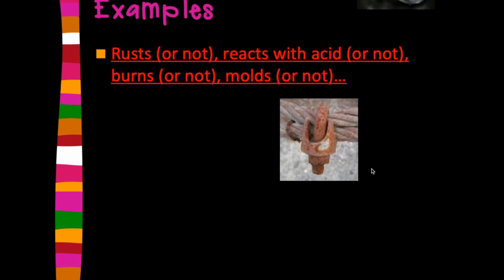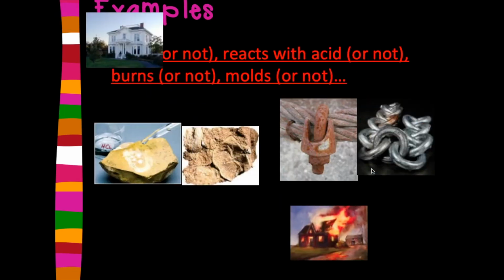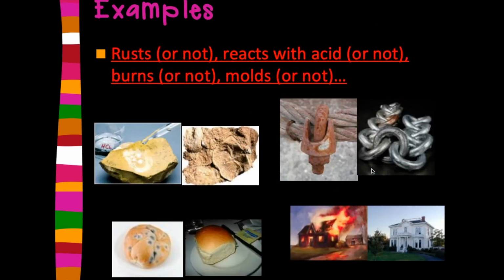Here's some specific examples. Will it rust or not? Now, you might know that it would rust or not just because of prior knowledge. But if you're not sure if something will rust or not, you have to be able to do something to it. So you can't just tell by looking at it. Same with acid. If you want to know if something will react with acid, you have to put it in acid or drop acid on top of it and see if it will react. If something will burn or not, again, you might have predictions of things that can burn because of prior knowledge, but if you're not sure, you have to do something to it.